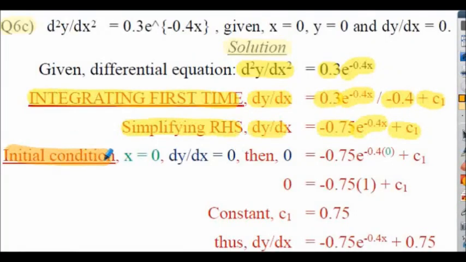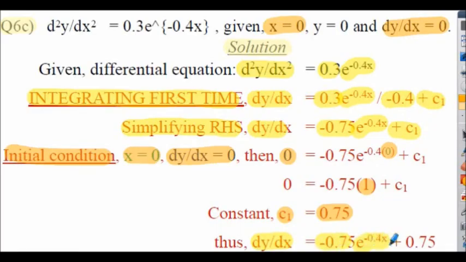Imposing the initial condition given in the question, x is equal to 0, dy by dx is equal to 0. So we have 0 on the left hand side, and on the right hand side we put the value of 0 where we have an x. Again, notice that e to the 0 will be 1 here, so we can clearly see that c1 is 0.75. So our equation for dy by dx is equal to negative 0.75 e to the negative 0.4x plus 0.75.